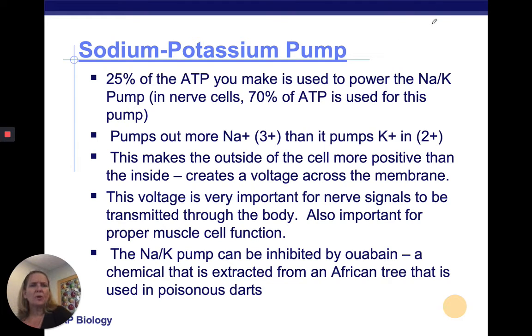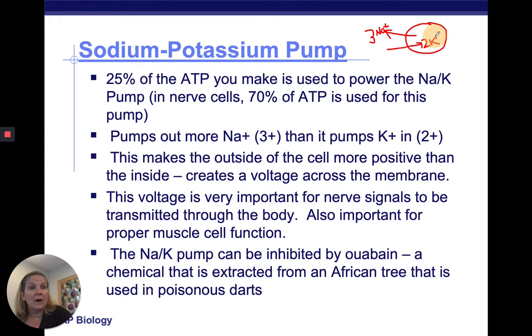So when you look at a cell, I'm going to try and draw a cell here. When you look at a cell and you're pumping out 3 sodiums, look at this handwriting, that is a positive ion. That's a cation. I'm pumping out 3. This is not a picture of the protein, it's a picture of the cell. The same protein is going to pump in 2 potassiums, 2K+, which is also a cation.